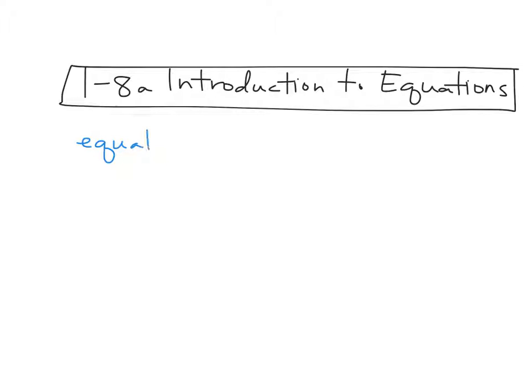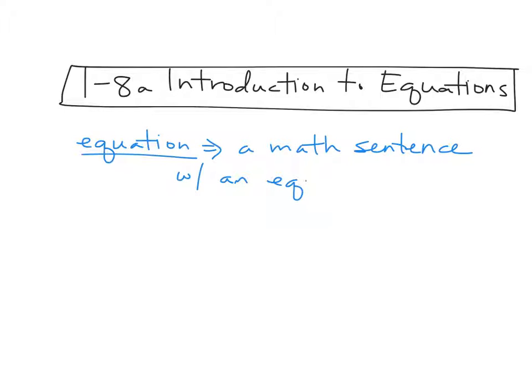The first thing we're going to just talk about is what is an equation? What makes something an equation? An equal sign, right? If something has an equal sign, it is an equation. So we call it a math sentence with an equal sign.